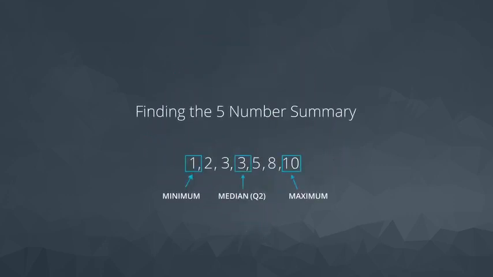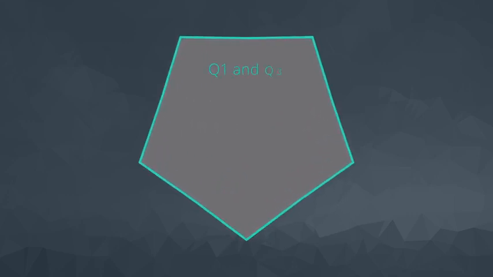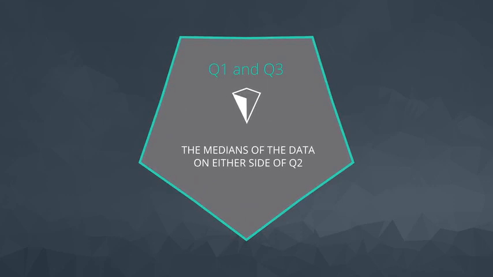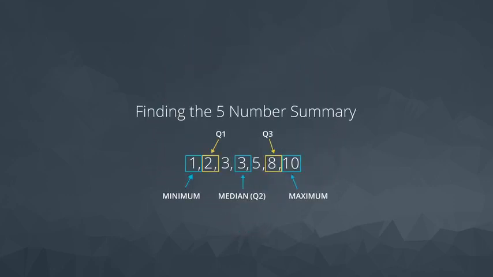The remaining 2 values to complete the 5-number summary are Q1 and Q3. These values can be thought of as the medians of the data on either side of Q2. That is, the median of these data points is Q1. This value is such that 25% of our data fall below it.